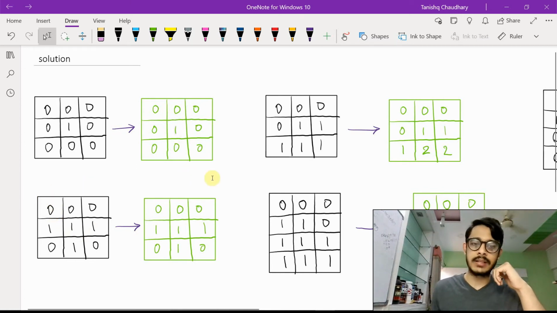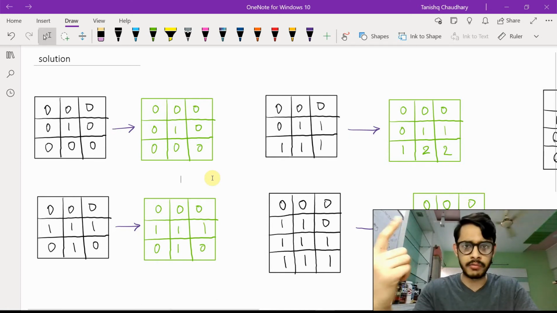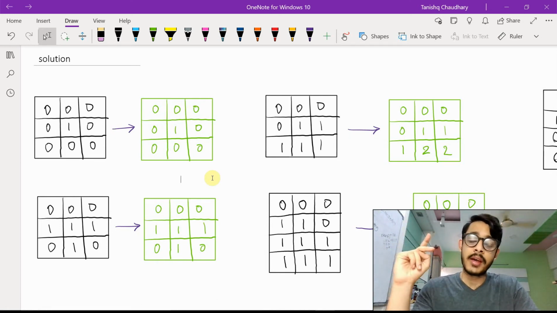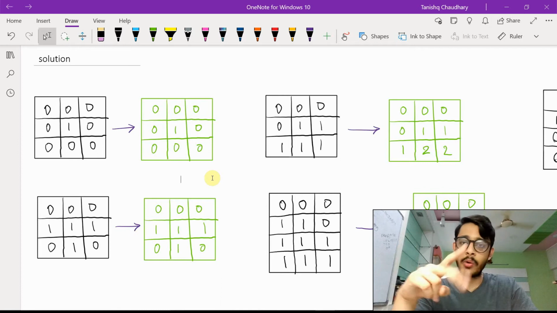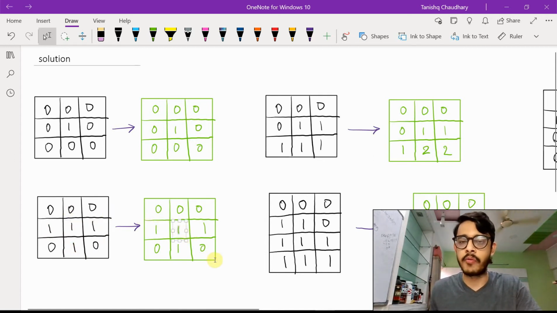Here lie the two observations. Zero is zero distance away from zero, trivial. Second, if a one has a zero in any of its neighbors, so in a case like this where it is surrounded by three ones but one zero, the answer is still going to be one, because we are considering the minimum of all these distances.